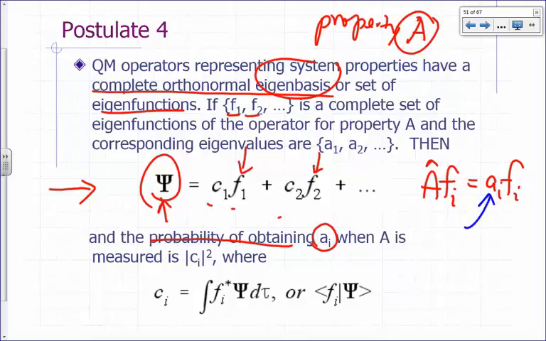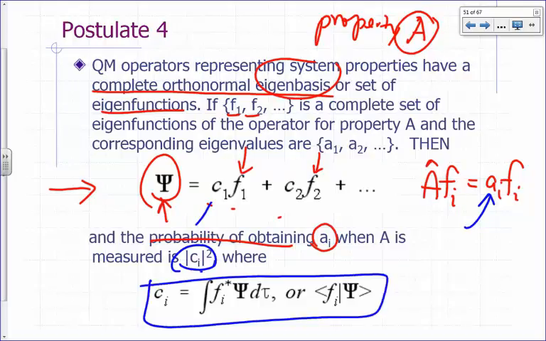What we're saying in this postulate is, remember we said if we measure A, the only possible outcomes are the eigenvalues a sub i, A1, A2, A3, and so on. Now the probability that you're going to get a sub i is given by the square of this expansion coefficient, so the absolute value of c sub i squared, where we've already shown before that c sub i is the integral of f sub i star psi d theta.